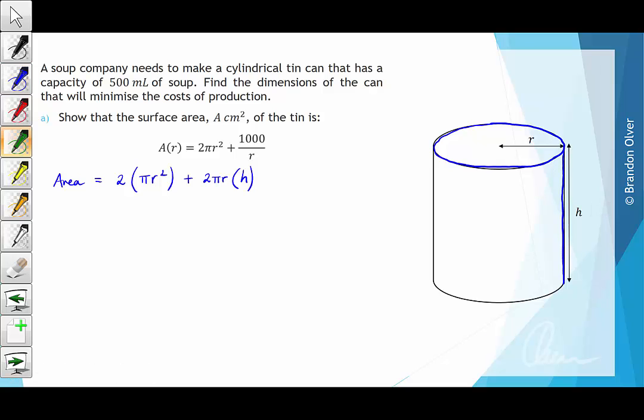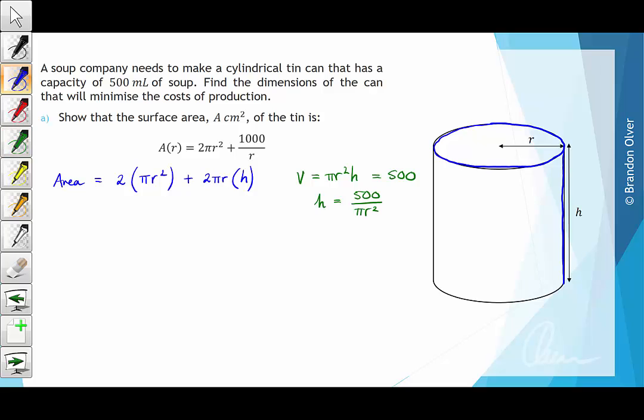Now we need some way of finding h in terms of r, and to do that we can use the volume of the tin. So we know the volume is going to be equal to pi r squared, which is the area of the circle. If we multiply that by its height, we get the volume of a cylinder, and we know that has to be equal to 500 mils. So solving for h, we get h is equal to 500 divided by pi r squared.